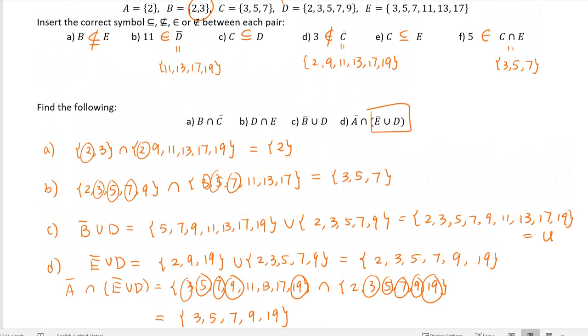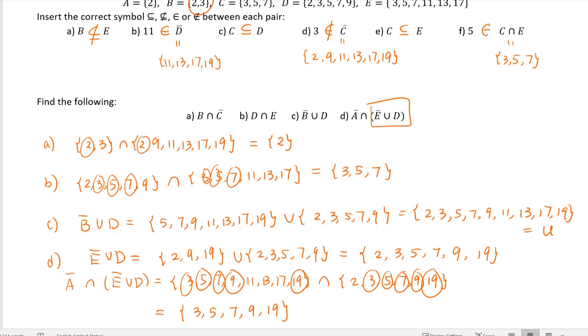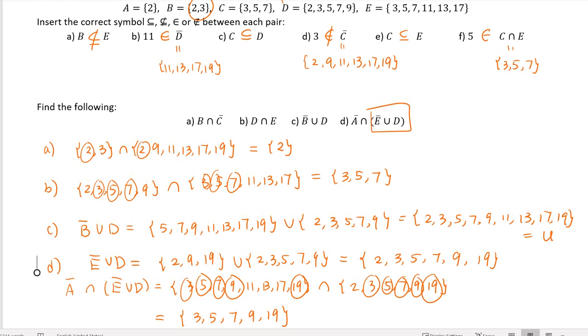Okay, so this is example 2. So we follow the order. Here if you see the parentheses, it means we do this operation, the union, first, and then we do the intersection later in the second step. Okay, good.